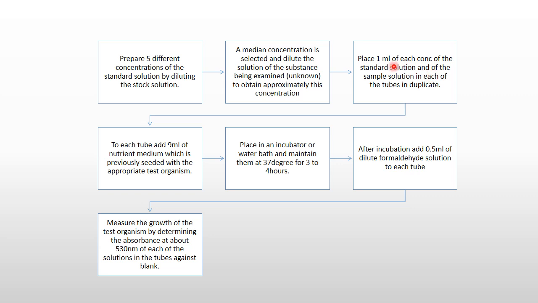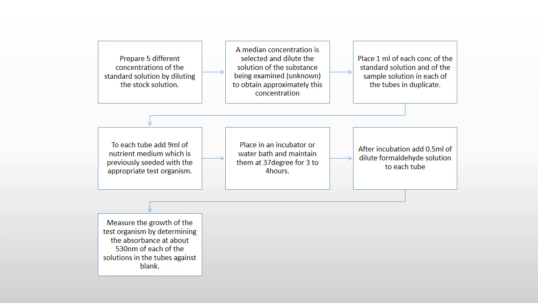Then place 1 ml of each concentration of the standard and the sample in test tubes, in duplicate. To each test tube add 9 ml of nutrient medium which is previously seeded with the appropriate test organism. Place in an incubator or water bath at 37 degrees for 3 to 4 hours. After incubation, add 0.5 ml of dilute formaldehyde solution to each tube to kill the remaining organism. Then measure the growth of the test organism by determining the absorbance at about 530 nanometers of each solution against a blank.